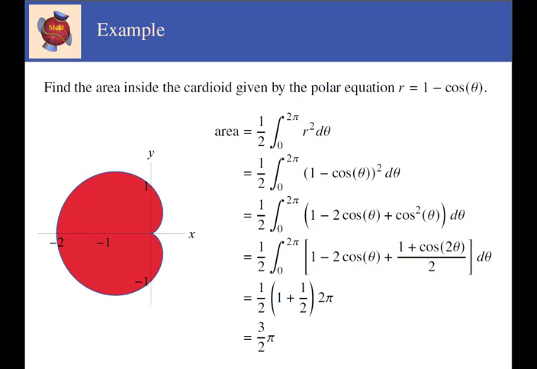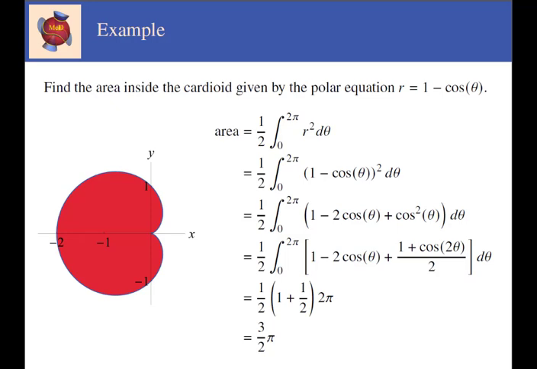First, let's compute the area inside the cardioid given by the polar equation r equals 1 minus cosine theta. We can evaluate this entirely with our shortcuts and no use of the fundamental theorem of calculus. First, we set up the integral, which is 1/2 times the integral of (1 minus the cosine of theta) squared over the interval from 0 to 2 pi.